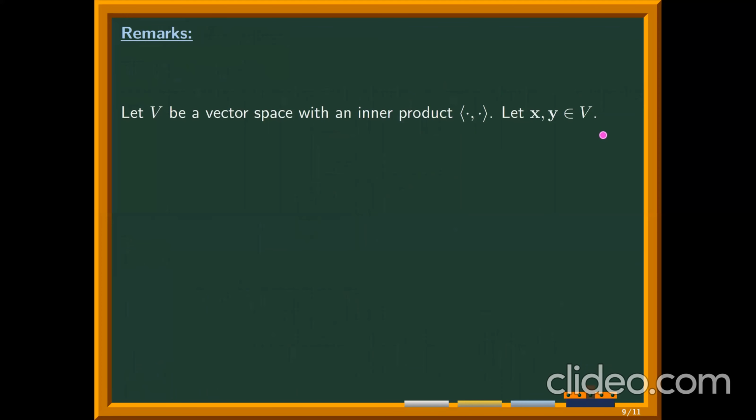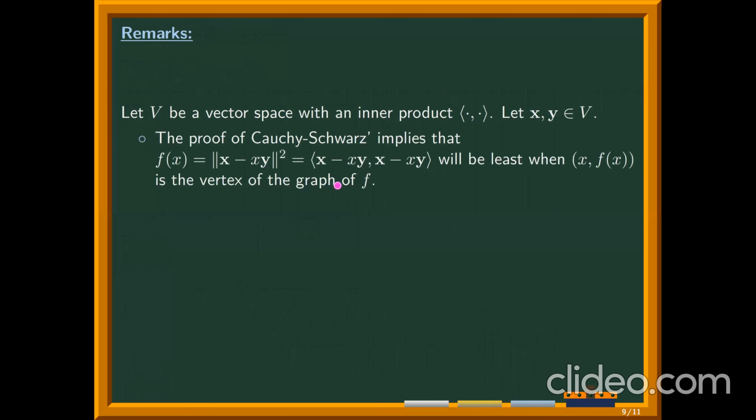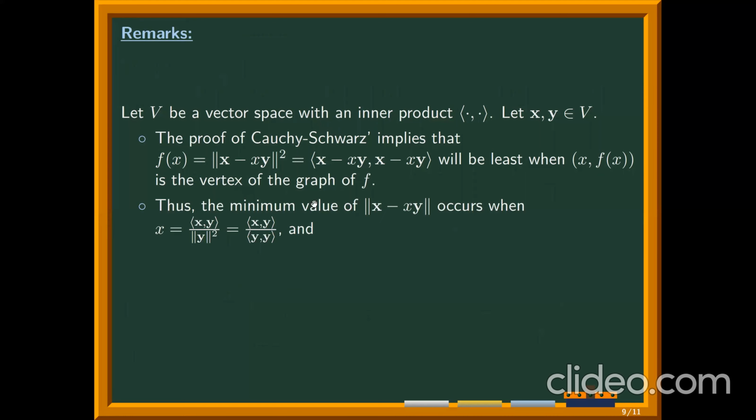So given vectors x and y in an inner product space V, the proof of the Cauchy-Schwarz inequality implies that the function that we used, this quadratic function, will be least when f of x is the vertex of the graph of the function. Recall that we mentioned that the graph of this is a parabola that opens upward. So the minimum value for f of x is obtained at the vertex. And we have a formula for the vertex, no? So rather the coordinates of the vertex.